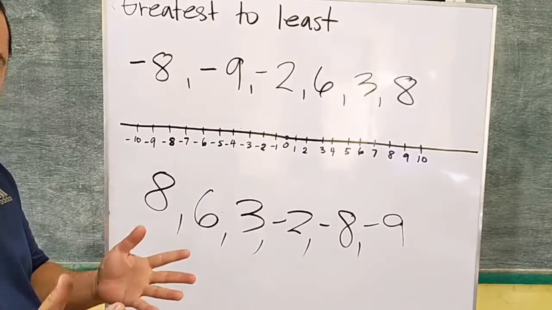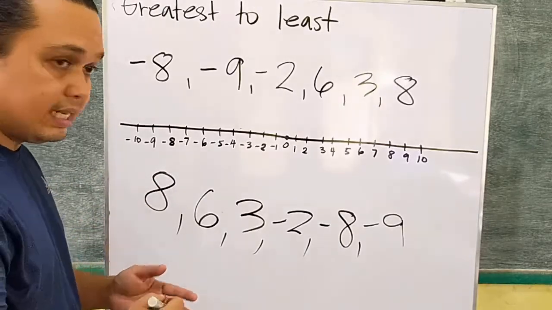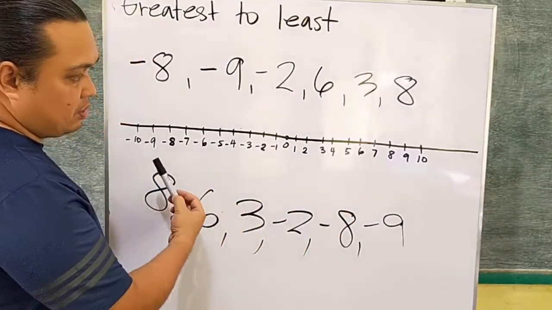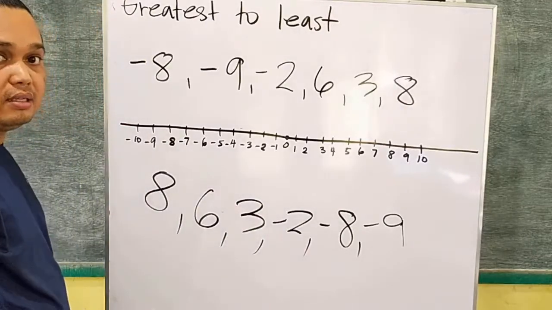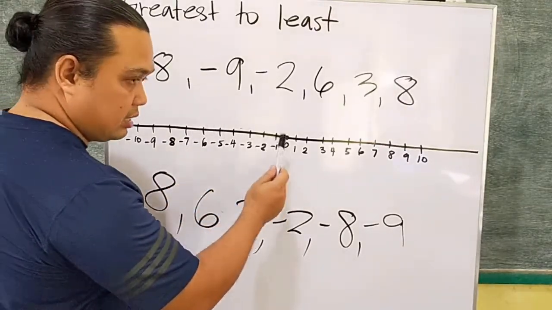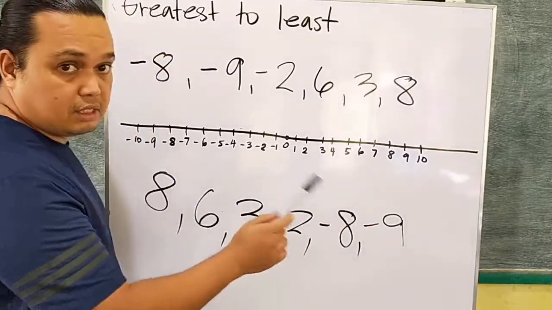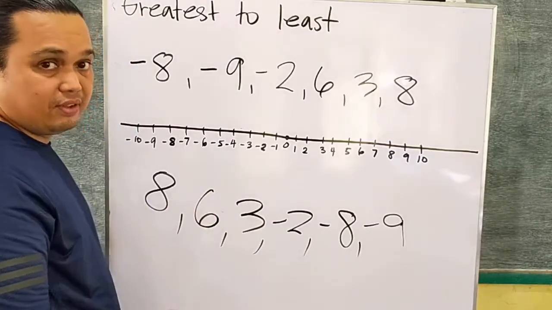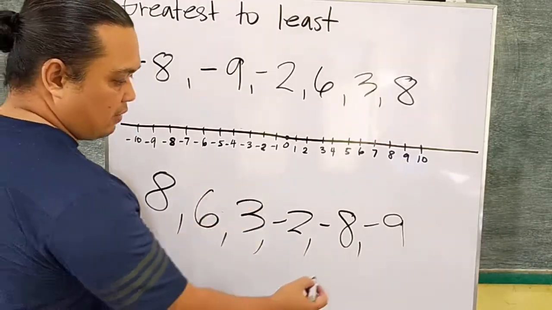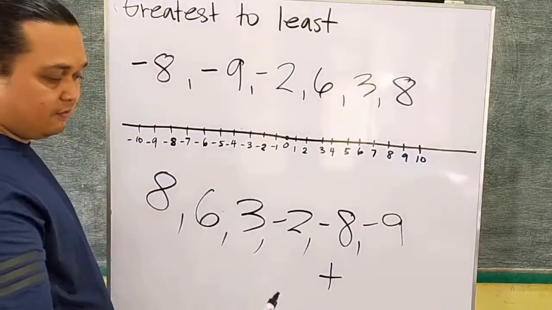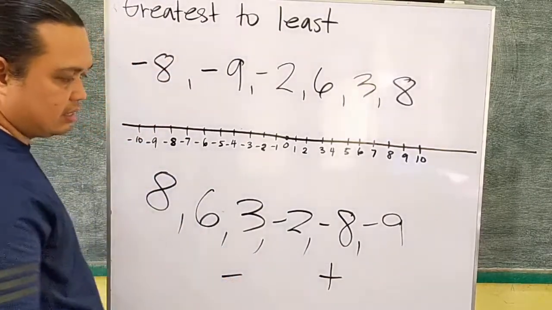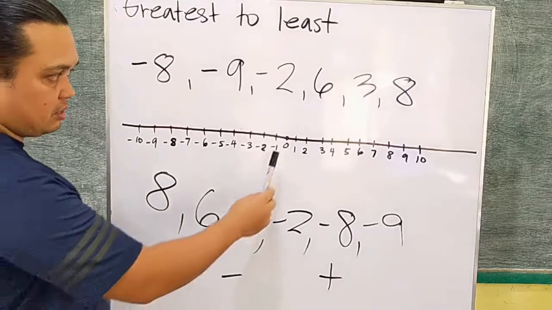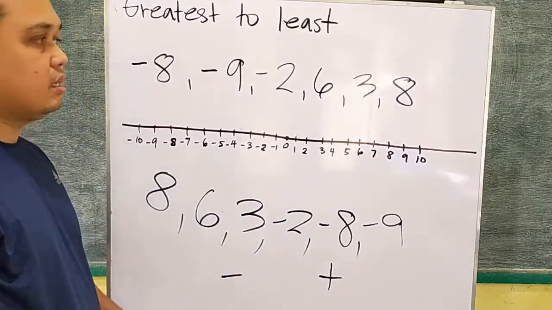So let's just remember, integers are numbers composed of positive numbers, negative numbers, together with 0. The numbers to the right of 0 are positive numbers, while the numbers to the left of 0 are negative numbers. Positive numbers have a plus sign, while negative numbers have a minus sign. Opposites are numbers that have the same distance from 0.